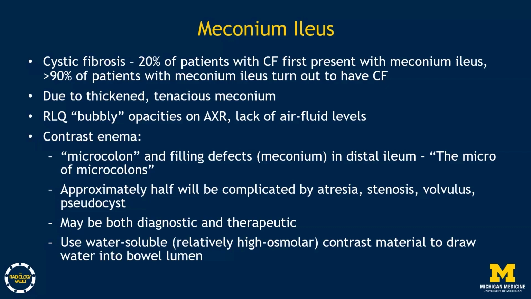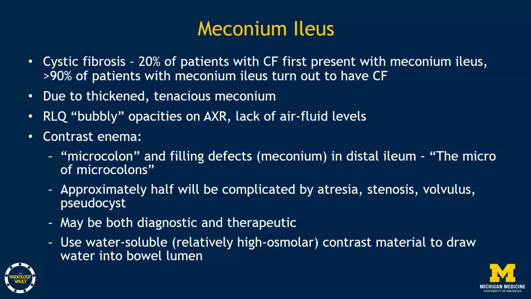We perform the contrast enema similar to how we would do a study for Hirschsprung disease. And what you will see is a microcolon, and when you reflux the terminal and distal ileum, filling defects that are the packed, thick meconium in the distal small bowel. They say that in meconium ileus, you will have the most micro of microcolons.